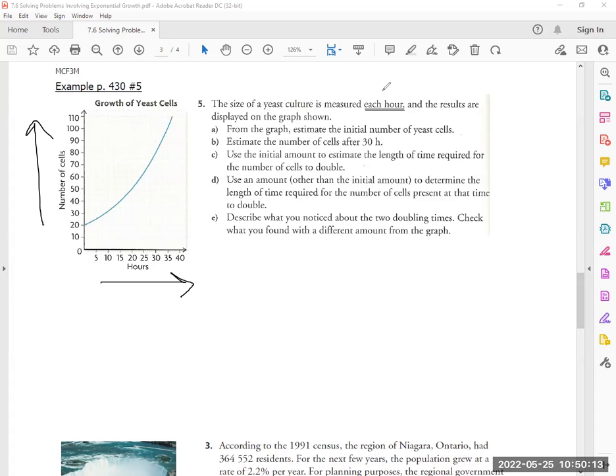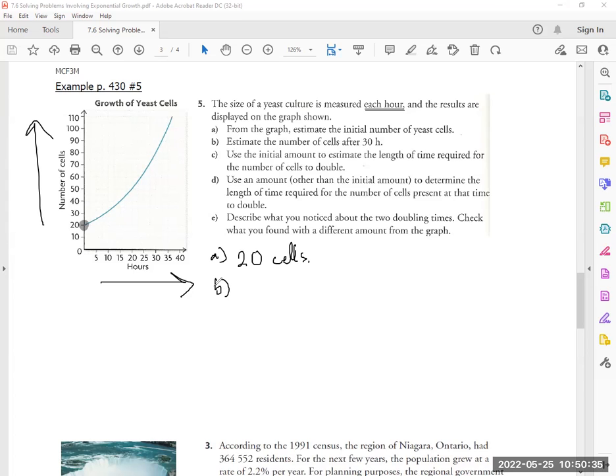It should be immediate. How many cells did I start with? Go. Where am I looking at? Yes, thank you. You're looking right here. When time is 0 is what I would start with. So I would have had 20 cells to begin.